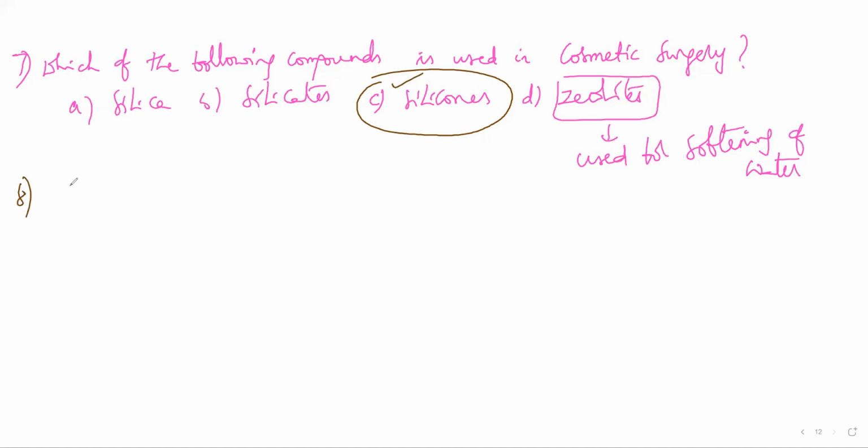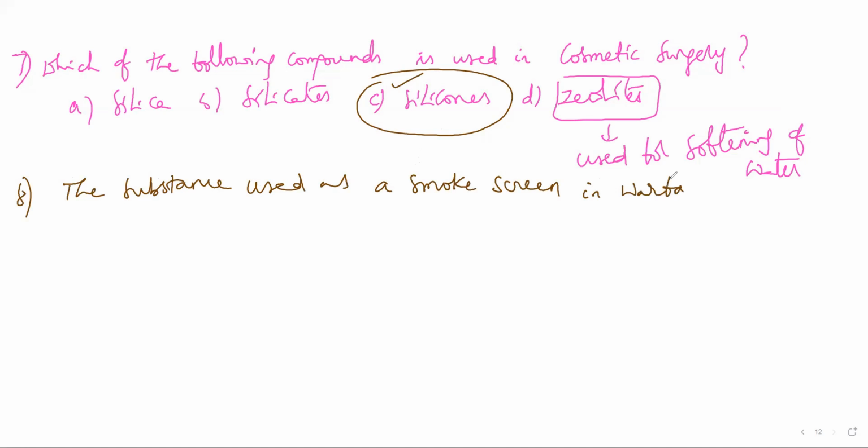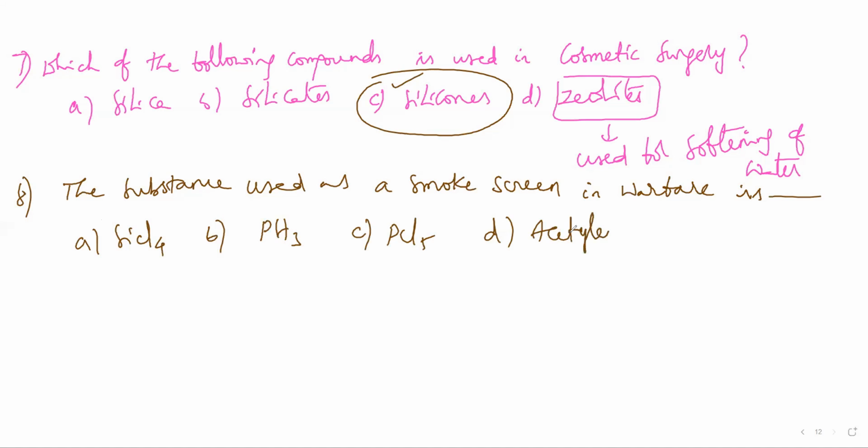Next, the substance used as a smoke screen in warfare is: A, silicon tetrachloride; B, phosphine; C, PCl5; D, acetylene. Again, the answer is silicon tetrachloride.